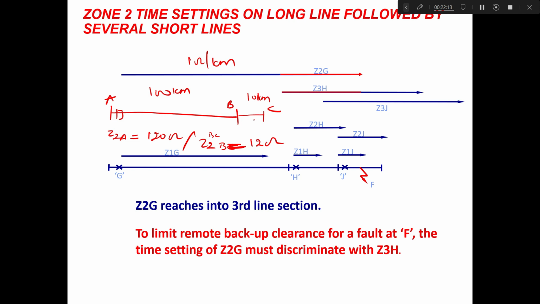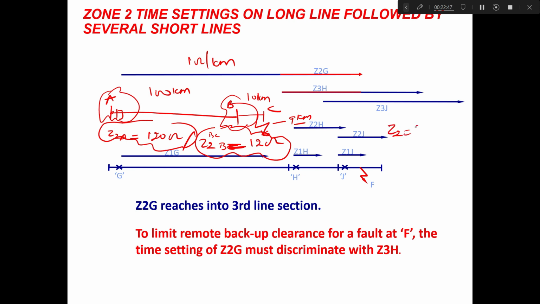So now suppose there is a fault at this point, and this is at 9 kilometers. So this 9 kilometers is in zone 2 of BC. Also, this is in zone 2 of line AB from the A end. So there is a race around condition between zone 2 at this relay and zone 2 of this relay. To avoid this kind of problem, generally zone 2 of this substation A is time graded with zone 2 of this. Generally zone 2 is set as 350 milliseconds.